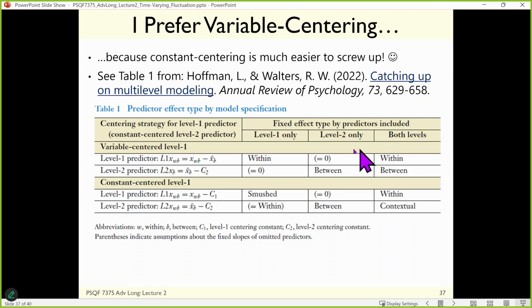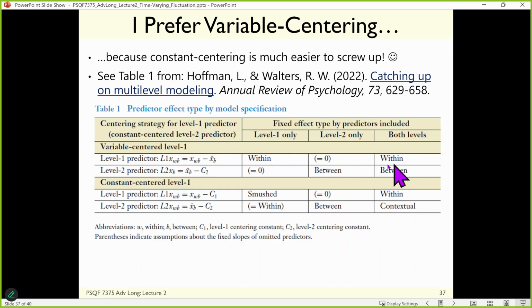So the first part of the table describes what happens under variable centering, meaning you're subtracting the person mean in longitudinal data, or you're subtracting the cluster mean in cluster data. And the second part of the table, the last rows, describe what happens under constant centering, where you're only subtracting a number, a fixed constant, from level 1 instead. So I have C1 for the level 1 centering constant, C2 for level 2.